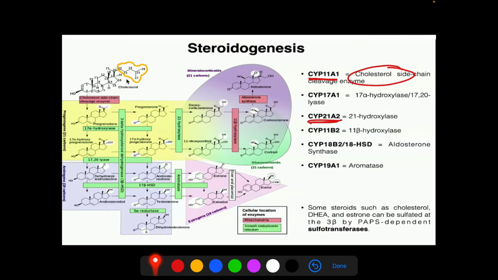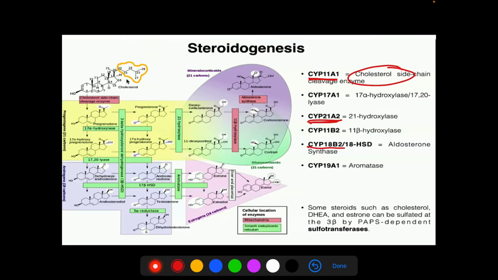By what? Another enzyme. So corticosterone to aldosterone, that is the aldosterone synthase. Remember, this is site specific. In what site of the adrenal cortex? In the zona glomerulosa. So it will hydroxylate the corticosterone in the 18th position. That's why this aldosterone synthase is sometimes referred to as the CYP18B2.